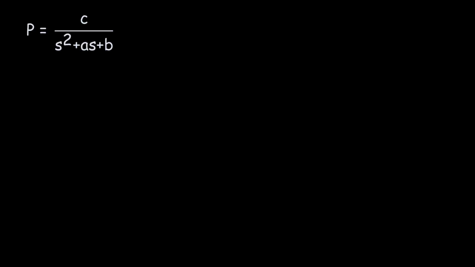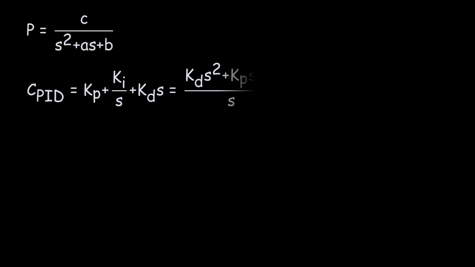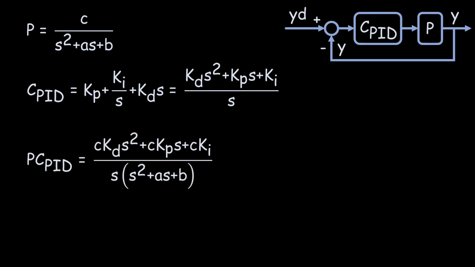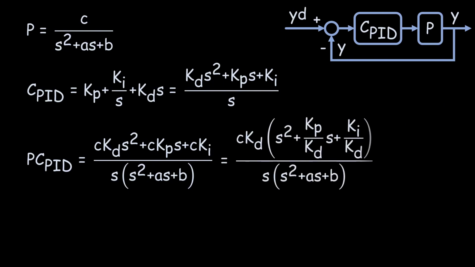If the system is a second-order system, we can use a PID controller to control it. First, multiplying P by C PID yields an open-loop system with 2 zeros and 3 poles. And our goal is to select appropriate values for Kp, Ki and Kd to cancel 2 poles with 2 zeros and leaving only 1 pole.